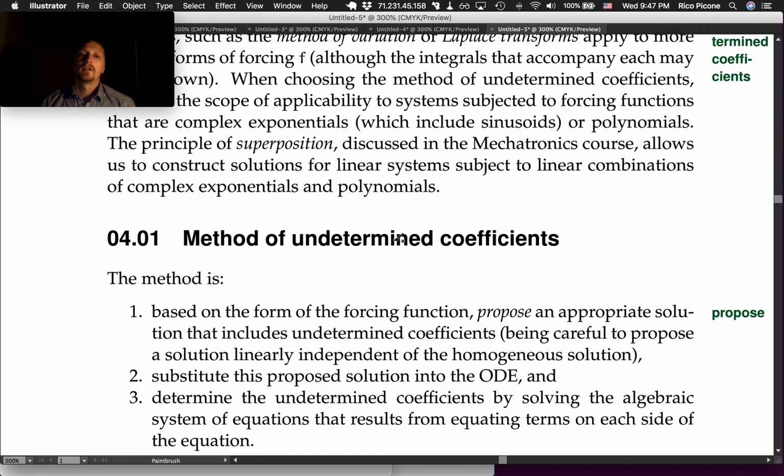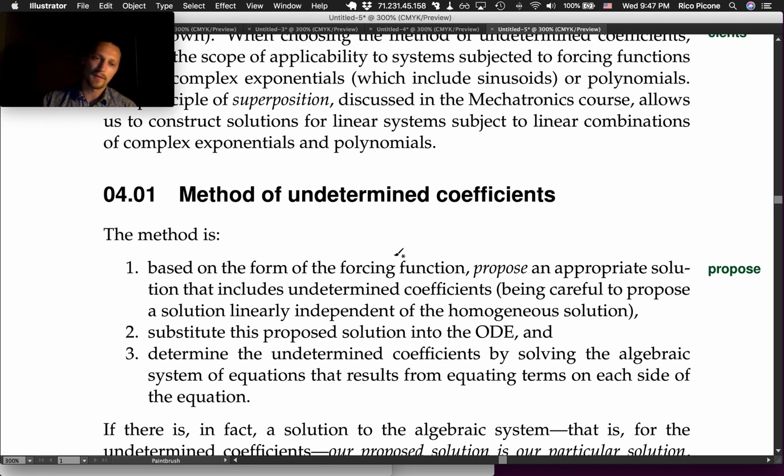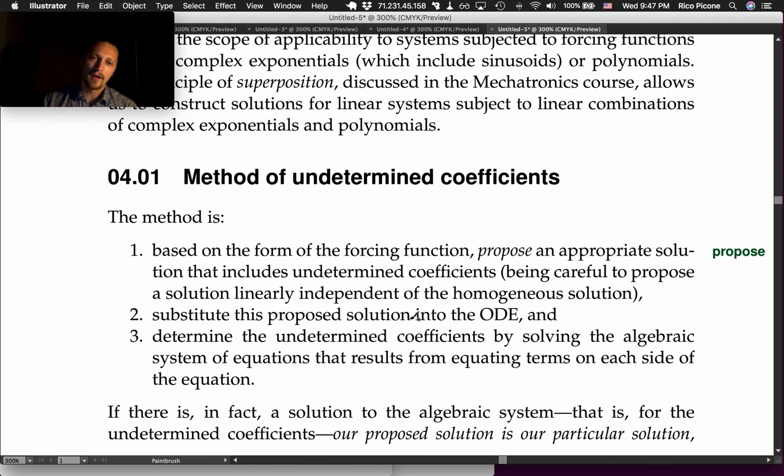So, method of undetermined coefficients. The method is 3 steps. Always 3, right? You always have 3 steps. Step 1: based on the form of the forcing function, propose an appropriate solution that includes undetermined coefficients, hence the name of the method, being careful to propose a solution linearly independent from the homogeneous solution. We'll return to that phrase, okay?